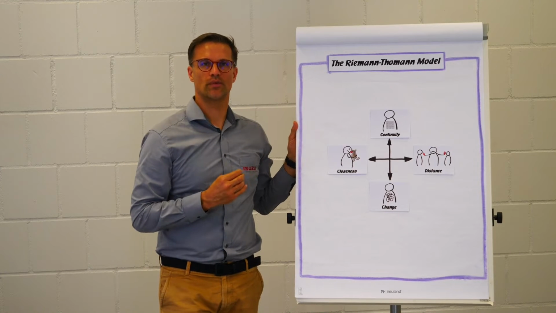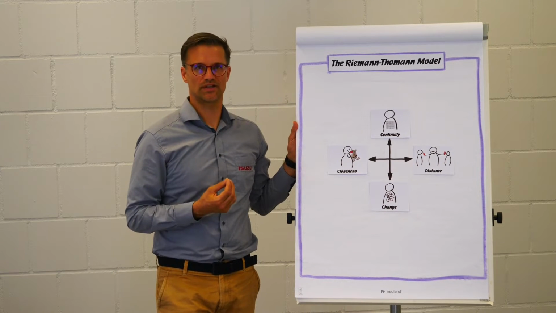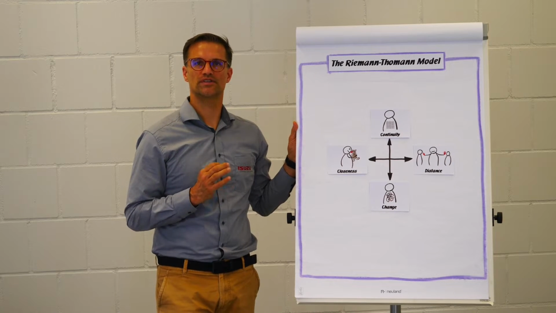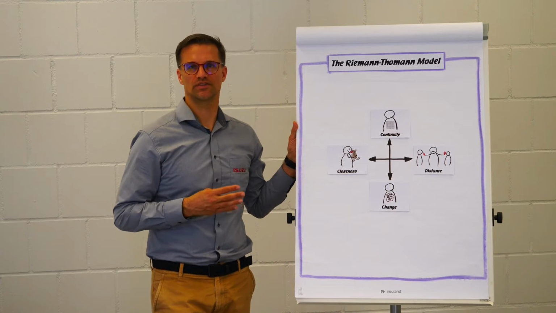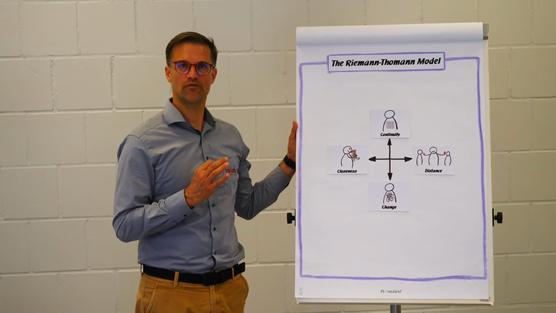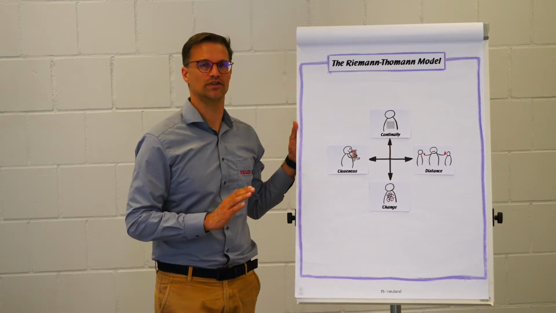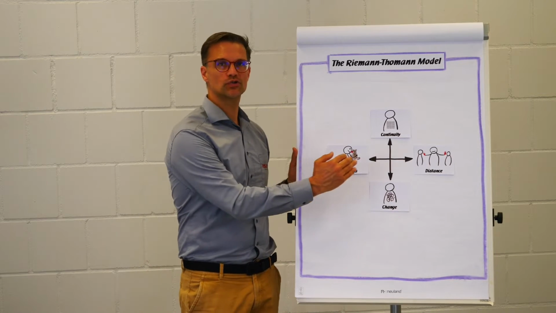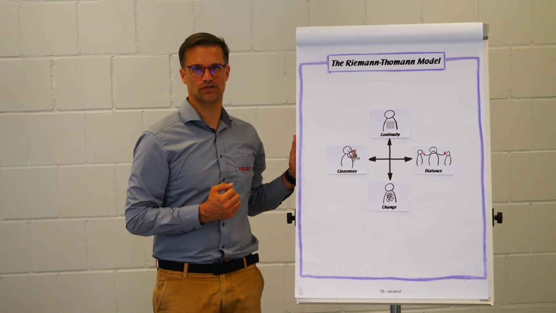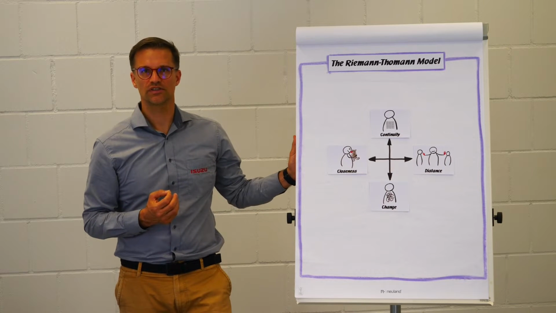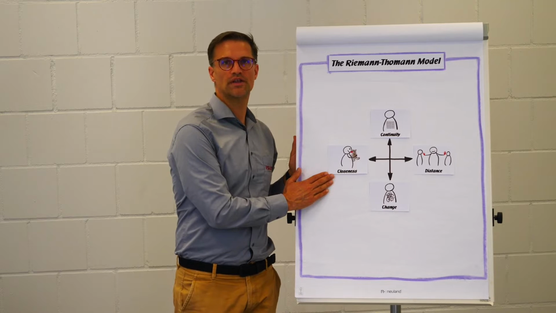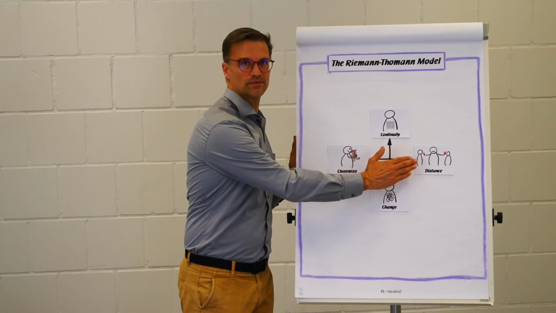According to the Riemann-Thomann model, everybody's personality is made up of 4 dimensions. The model distinguishes between 4 personality dimensions which every person has to different degrees. On the horizontal axis, the model refers to the relationship we foster. The model distinguishes between the need for closeness on the left and the need for distance on the right.